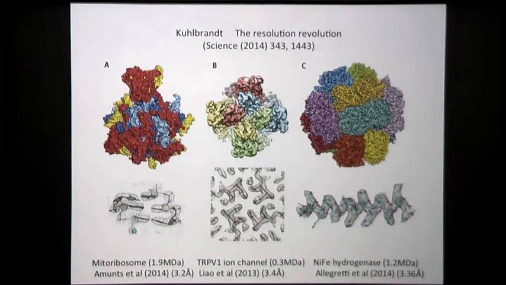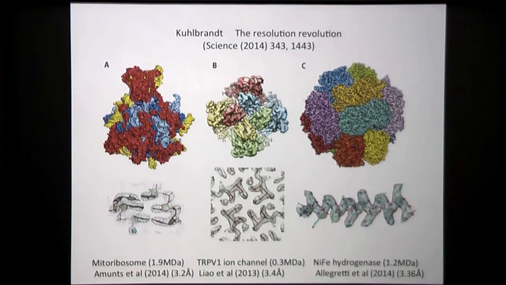Now we're here, and I come back to my second slide, I think it was, stolen from Werner, the revolution. And this was in Science just 2 or 3 weeks ago, and I think it's remarkable. So we have the mitochondrial ribosome from this lab, Alexei and his colleagues. We have this transient receptor potential channel from Liao et al. And we have this nickel iron hydrogenase from Allegretti, which is Werner's group.